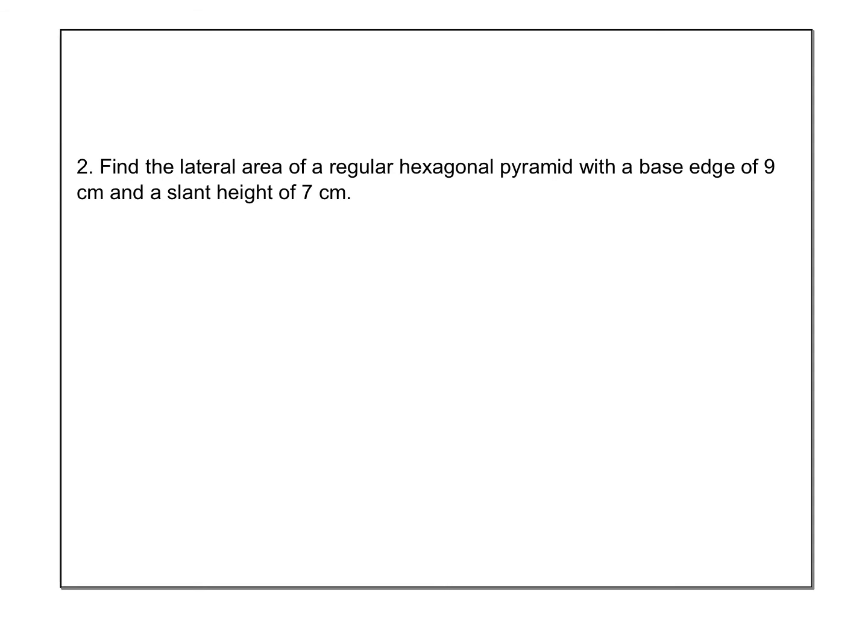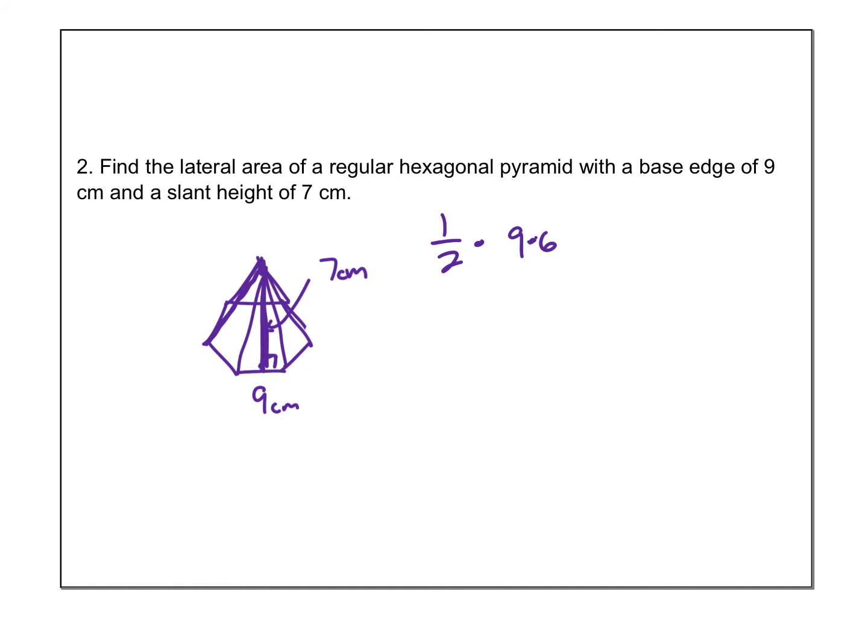Now let's take a look at this. I've got a hexagonal pyramid, so the base is a hexagon. The base edge is 9 centimeters. My slant height here is 7 centimeters. Notice the slant height goes up the middle of one of the triangles. I'm not going up one of the sides. I have to go right up the middle and be 90 degrees with the base edge. So the perimeter is going to be 9 times 6, since hexagonal means 6, times my slant height of 7.